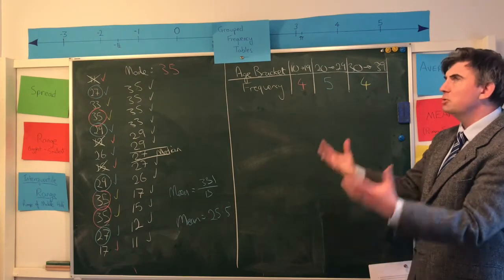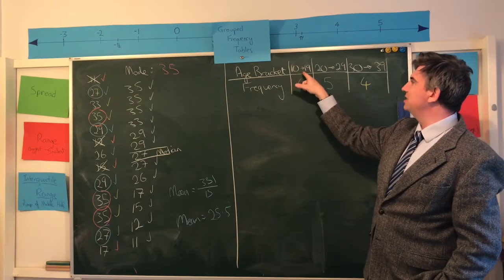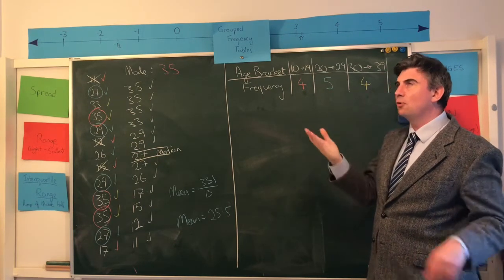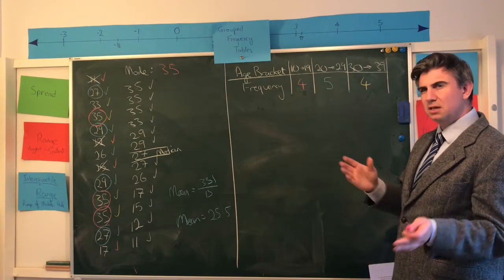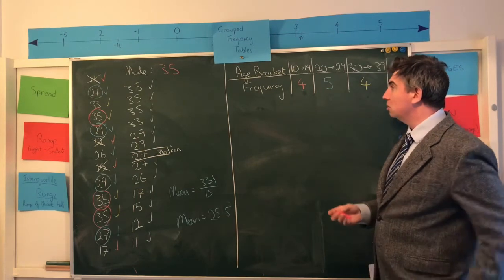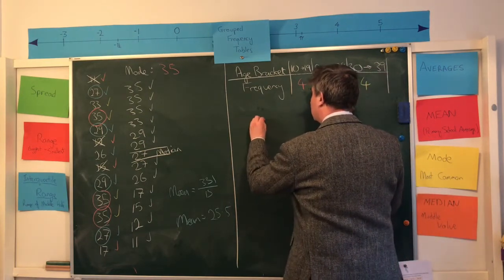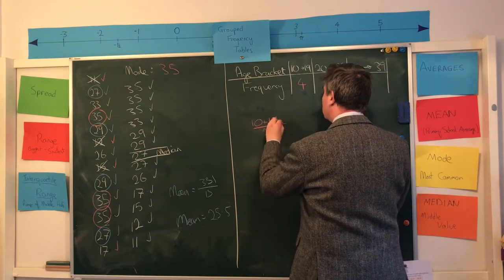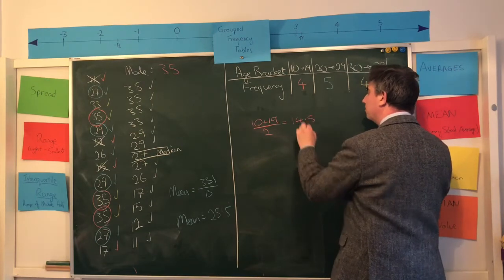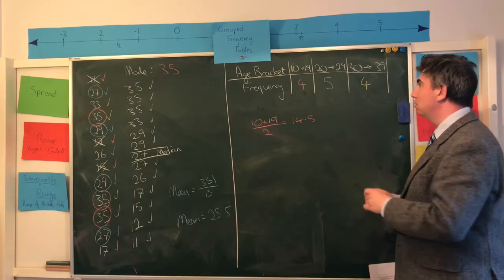So what we do is we take a number in here that averages out all of the data in here. So 10 to 19, we could just give that the value 14 and a half, right? Because that's halfway between 10 and 19. So we could go 10 plus 19 all over 2, which is equal to 29 over 2, which is equal to 14.5. So 14 and a half is the mid-interval value.